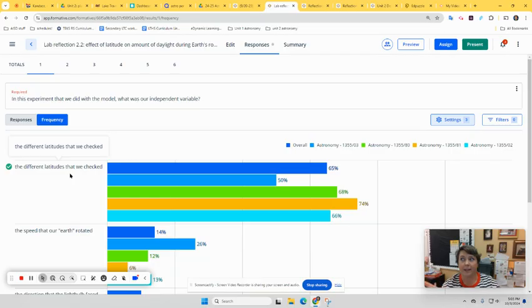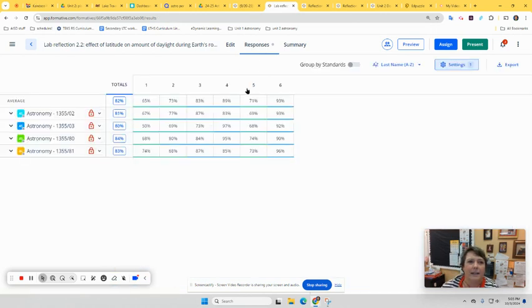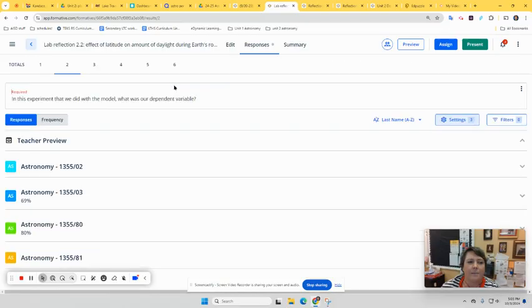I heard some people say that we didn't talk about this when you were taking this formative, and you are wrong, because we did. When we talked about our graph, I said that you're going to put the independent variable on the x-axis, and you put the different latitudes on the x-axis. Okay? Okay.